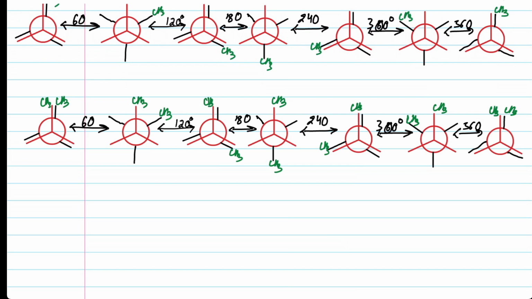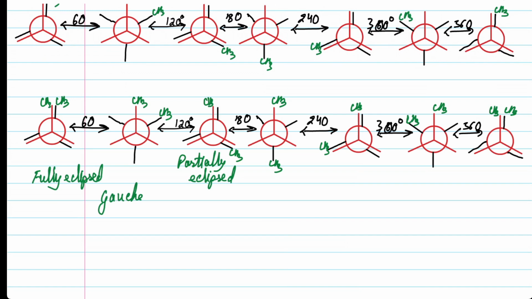Now, this first structure is termed eclipsed in certain books, but I prefer to term it fully eclipsed. The second structure is termed Gauche. The third structure, certain books refer to it as partially eclipsed, or if they call the first one fully eclipsed, this one is termed eclipsed. I would prefer to call it partially eclipsed.